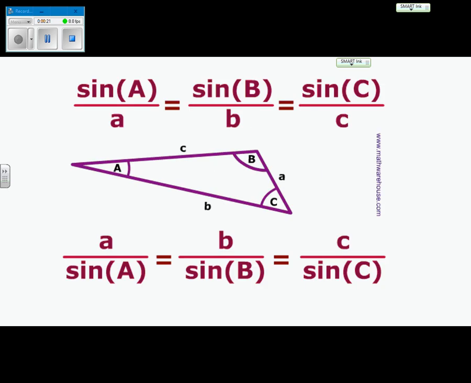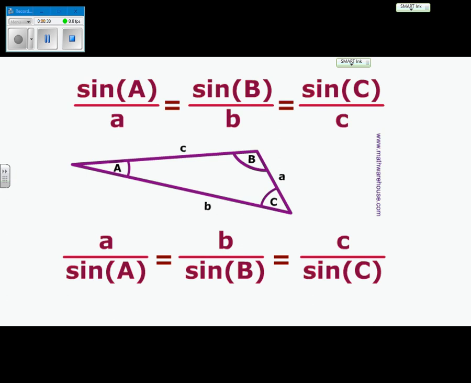It means that all of our SOHCAHTOA, 30, 60, 90 stuff, square root of 2 over 2, 1/2, square root of 3 over 2, Pythagorean theorem, a squared plus b squared equals c squared, it's gone. All right? Can't use it anymore. Instead, we're going to be using this idea of law of sines.